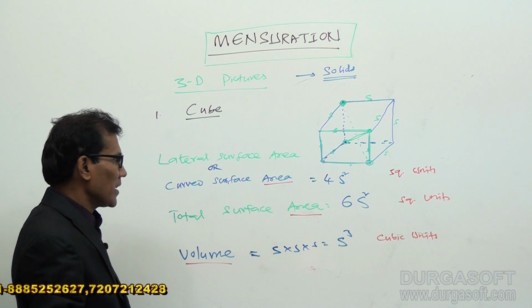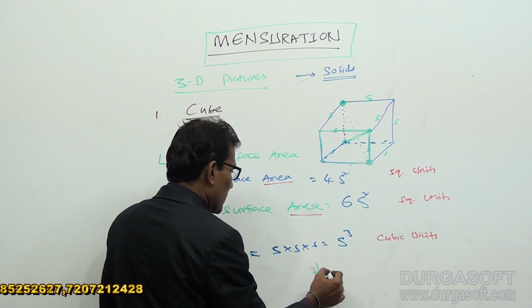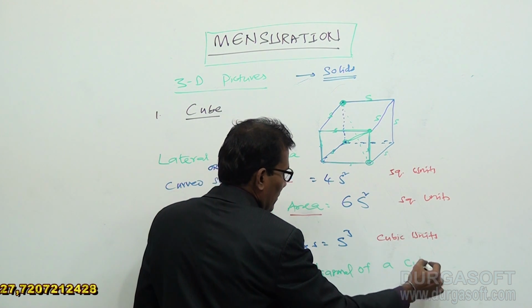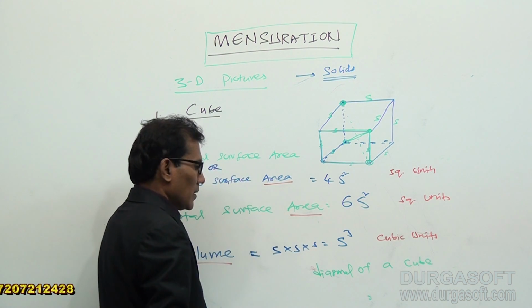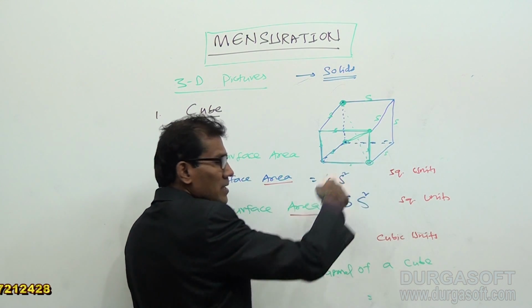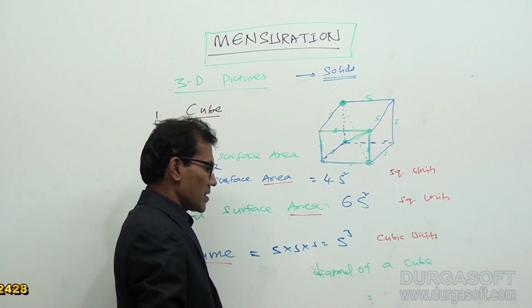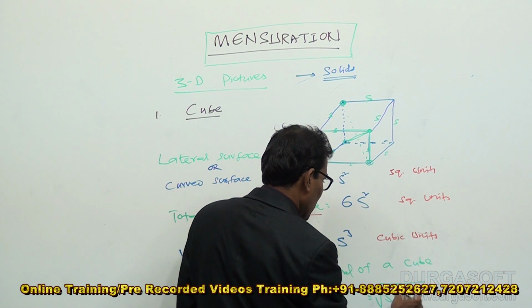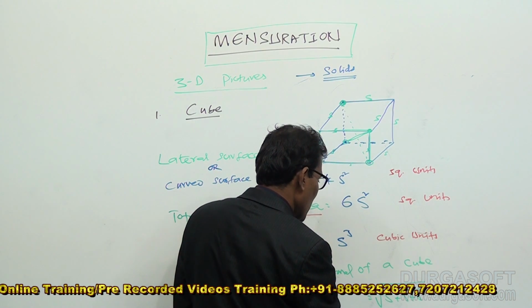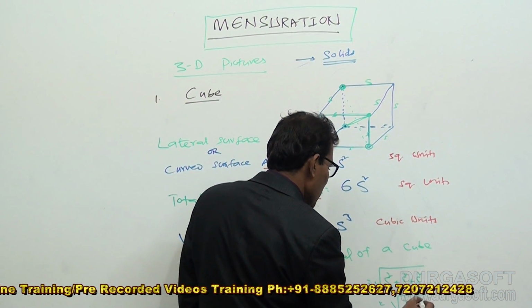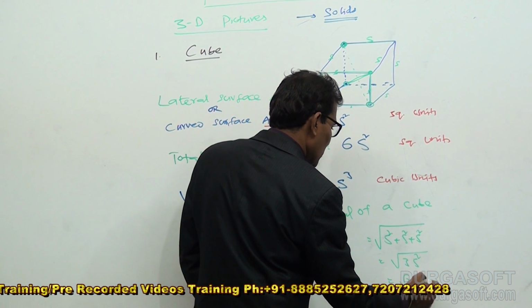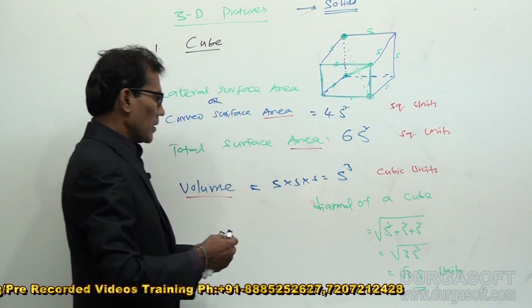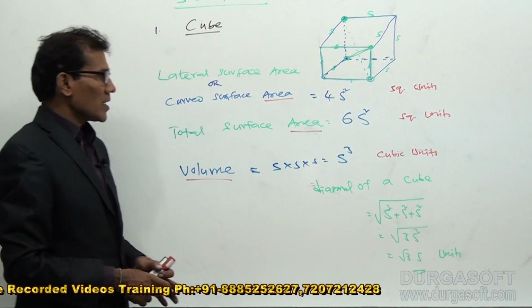Then how can we find the diagonal? This is a very important concept. The diagonal of a cube is the square root of s square plus s square plus s square, which is going to be 3s square, that is root 3 s units, since it is a length. It is the diagonal of a cube. This is all about the cube.